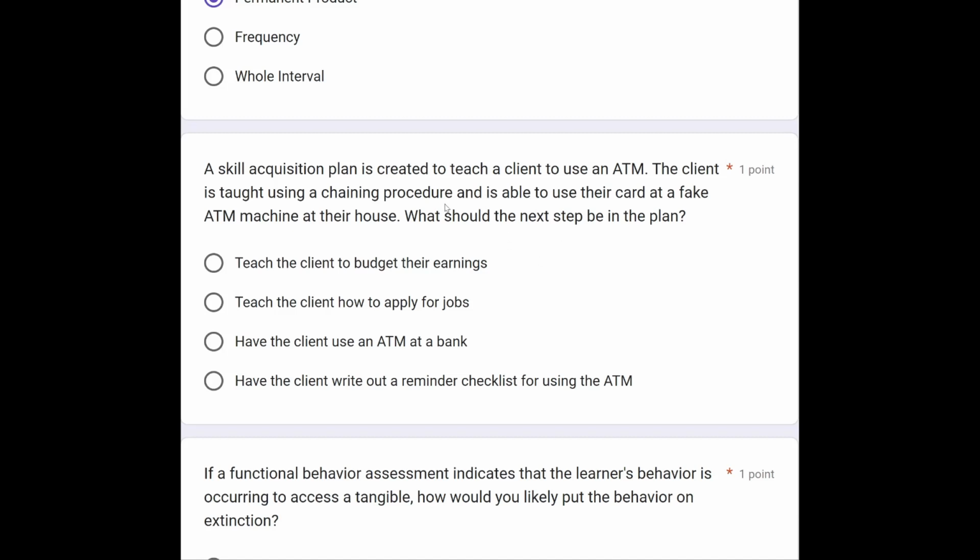B, teach the client how to apply for jobs. Jobs really has nothing to do with the ATM machine. Again, that's kind of jumping ahead. That's a different skill. We're focused on this plan, right? What's the next step in this plan?